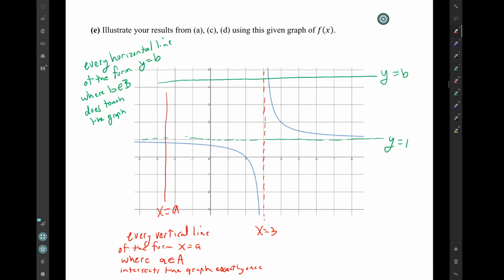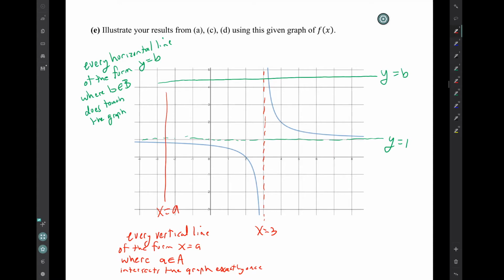So all of those horizontal lines of the form y equals b, except the one that is y equals 1, all the other ones do touch the graph. So all of those y values are y values that can be achieved on this graph. Those are all outputs that correspond to some input.